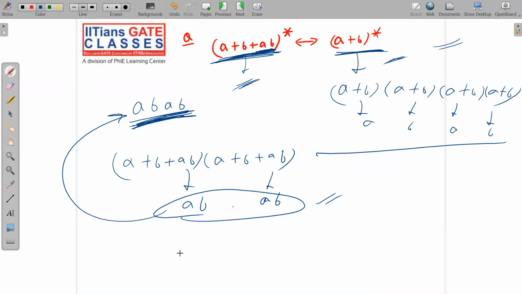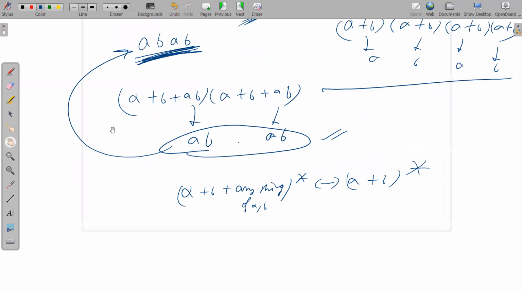So just remember, a plus b plus anything, any string over a and b. Okay, in shortcut I am writing anything power star, that will be (a plus b) whole star only. Anything of a, b type. Obviously anything, you may think then I can take c, d, e also, but obviously that is not true. Okay, this is common sense. So (a plus b) plus anything over a, b will be equivalent to (a plus b) whole star only. Okay, so please try to note it down carefully.